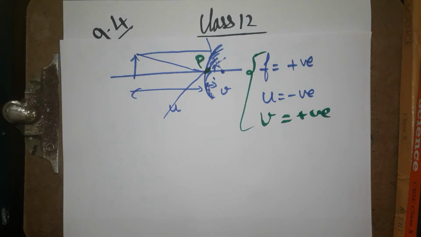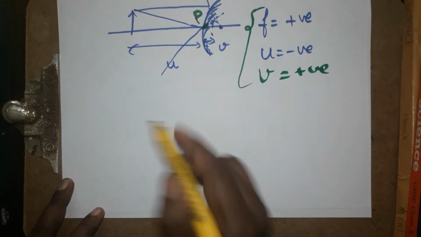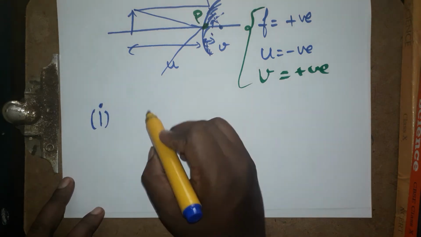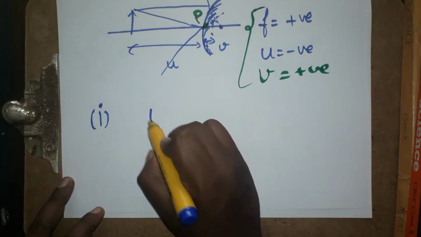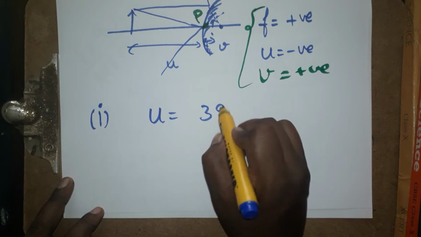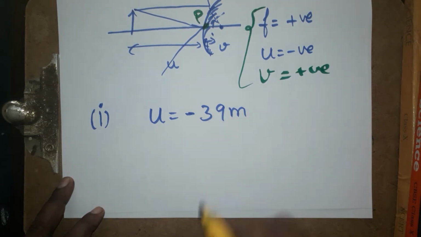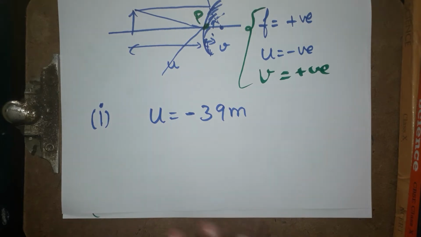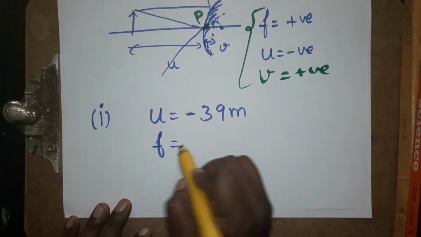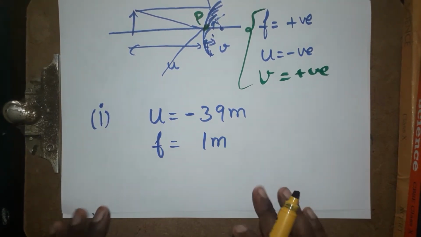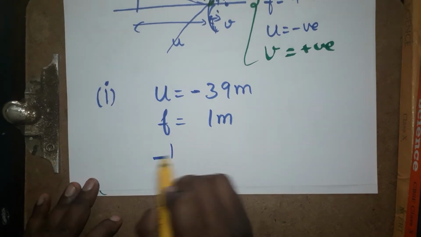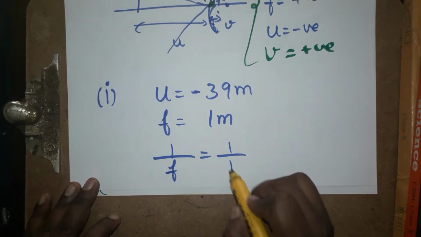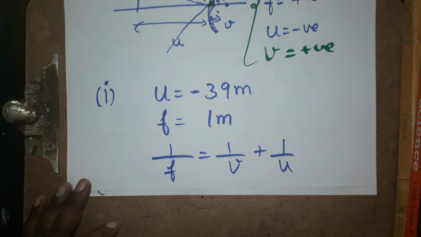Now we are going to do the problem. For the first case, the object is placed at a distance of 39 meter, which is given in the question. I take minus 39 for u. The focal length we take as 1 meter, which is positive. I know the mirror formula, 1 by f is equal to 1 by v plus 1 by u. This is the mirror formula.